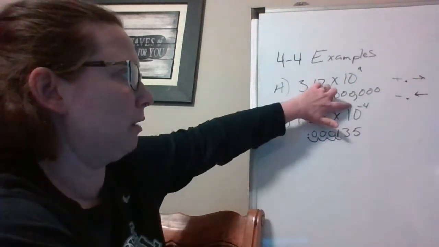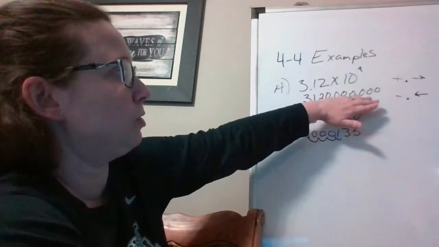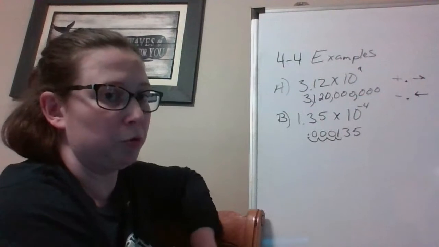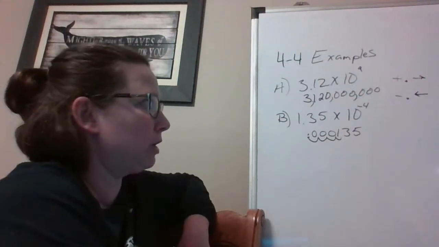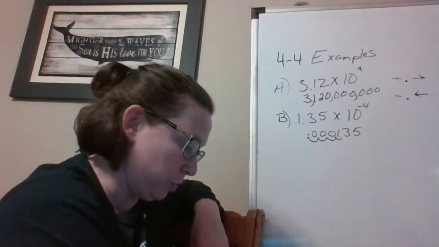So if you see a negative exponent, you should see a decimal. If you see a positive exponent, you should not see a decimal, you should see a big number. So that'll help you to move back and forth between scientific notation and standard form with positive and negative exponents.